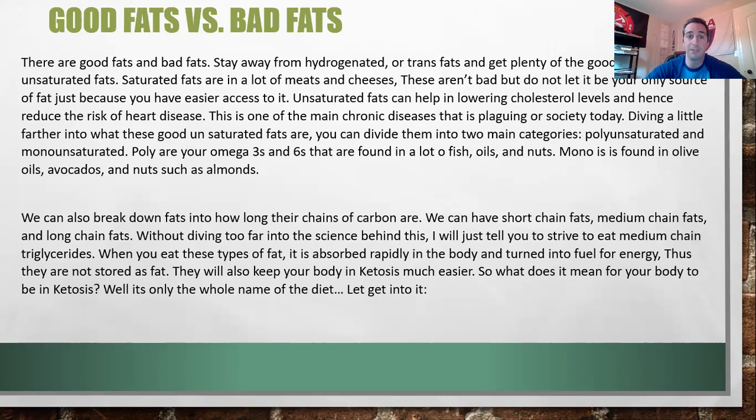We can also break down fats into how long their chains of carbon are, all right? And this is getting a little geeky here, so I'm not going to get too far into it. We have short-chain fats, medium-chain fats, and long-chain fats. Strive to eat medium-chain fats, MCTs. When you eat this type of fat, it's absorbed rapidly in the body and turned into fuel for energy. Thus, there's no fat storages being created, okay? These MCTs also give you a higher abundance of energy. So they're all around really great.